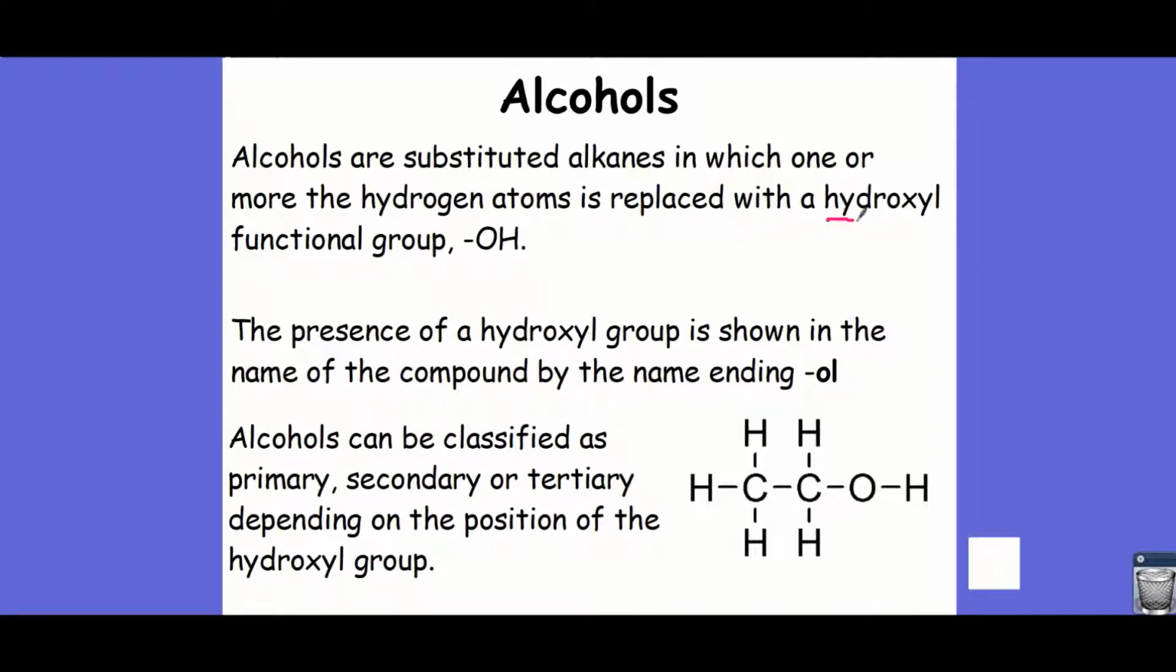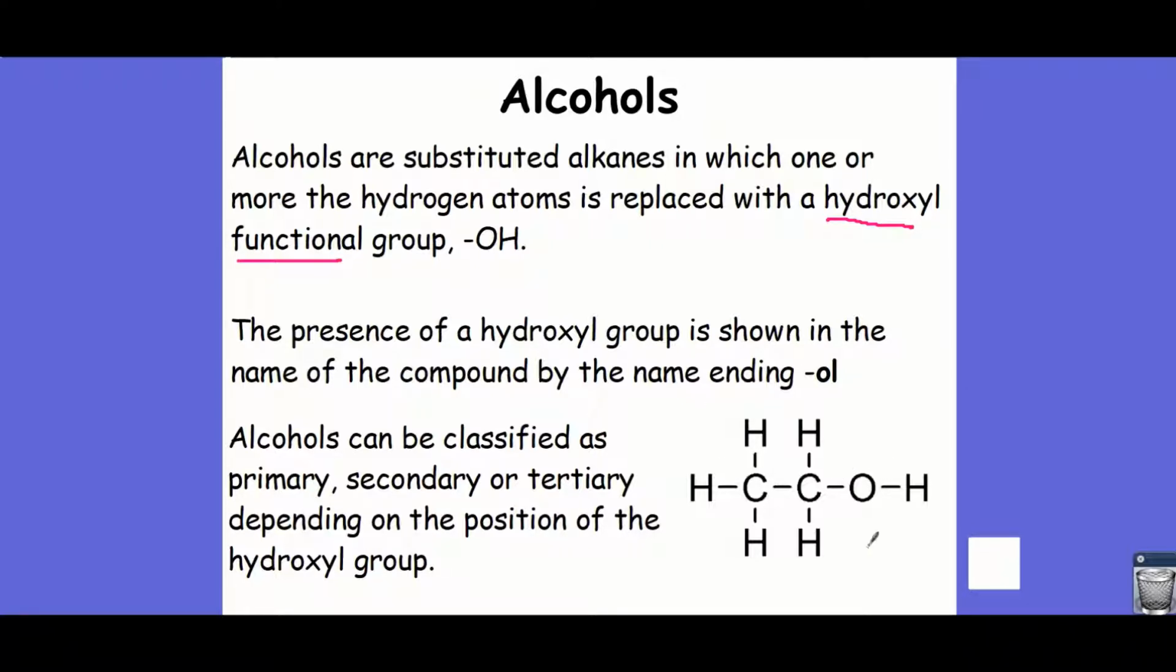The hydroxyl group in an alcohol is known as the functional group, and that is the part of the molecule that makes that compound the class of compound that it is. So because it has a hydroxyl group, it is an alcohol. The names of alcohols always end in "ol". We can classify them as primary, secondary, or tertiary, depending on the position of our hydroxyl group.